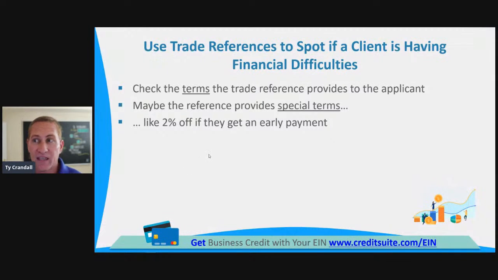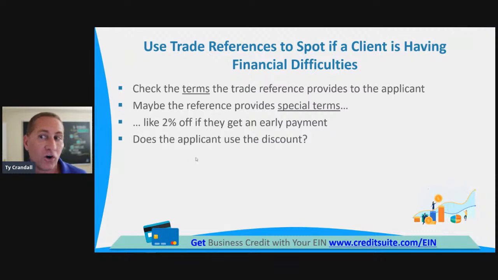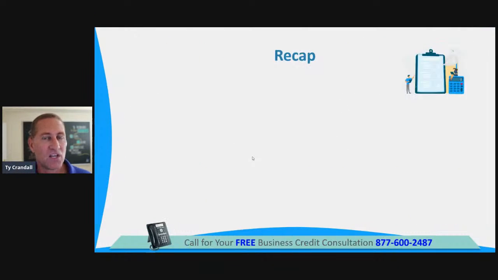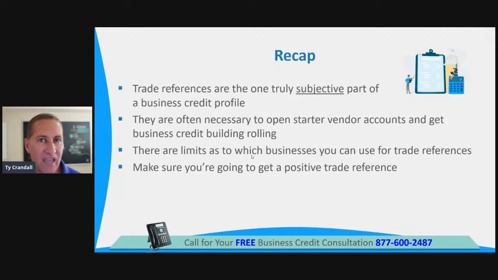See what kind of terms they give them. Maybe the reference provides special terms like 2% off if they get an early payment. Does the applicant use that discount? So this gives you an idea. How early is the applicant paying the bill? Is there an incentive? And it also gives you an idea to provide that same kind of incentive to somebody so they have a better chance of paying you as well.